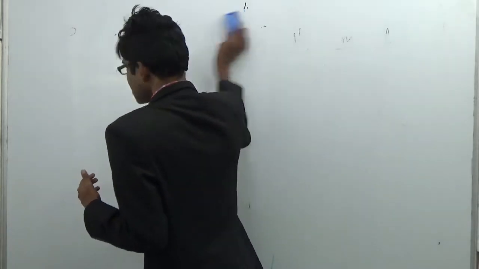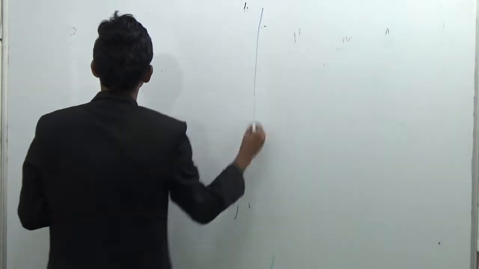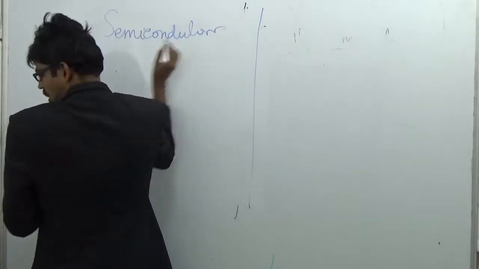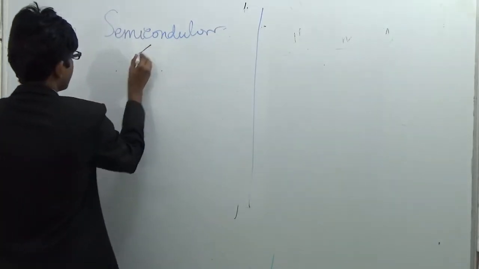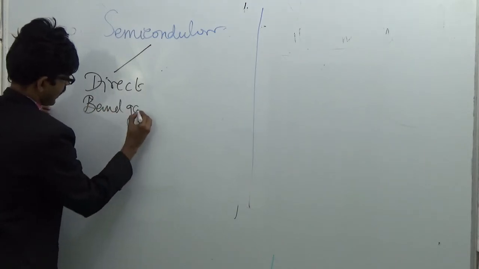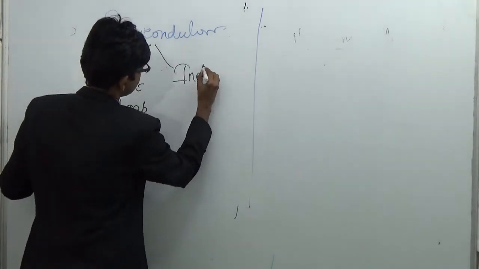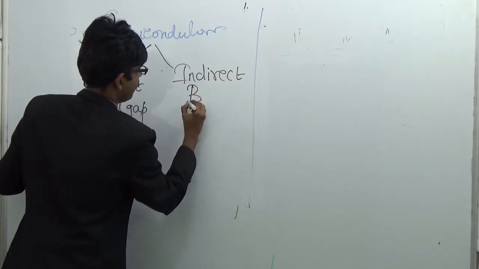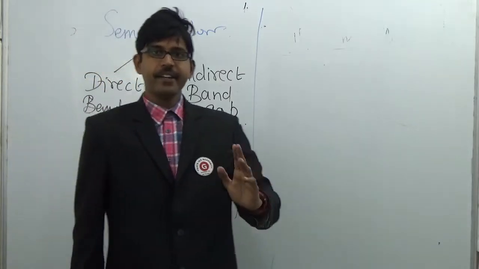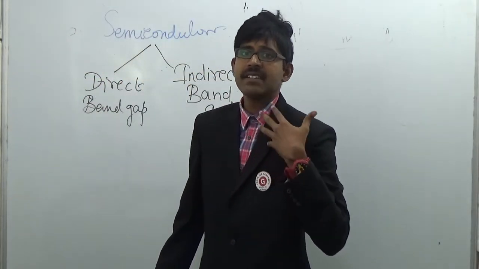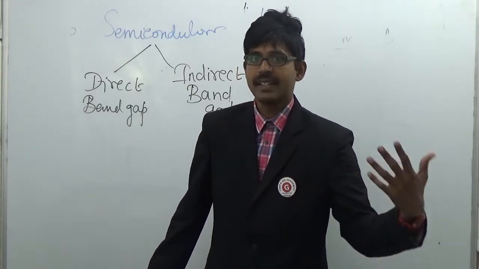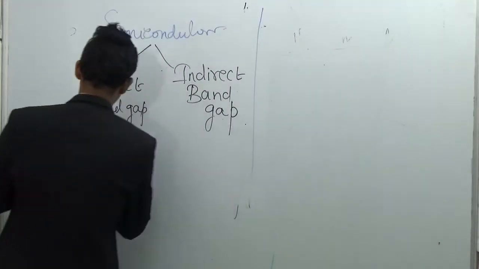So semiconductor is of two types, based on the energy band gap level: a direct band gap and indirect band gap. During the recombination, when the energy is released in the form of light, then such semiconductors are called direct band gap semiconductors.